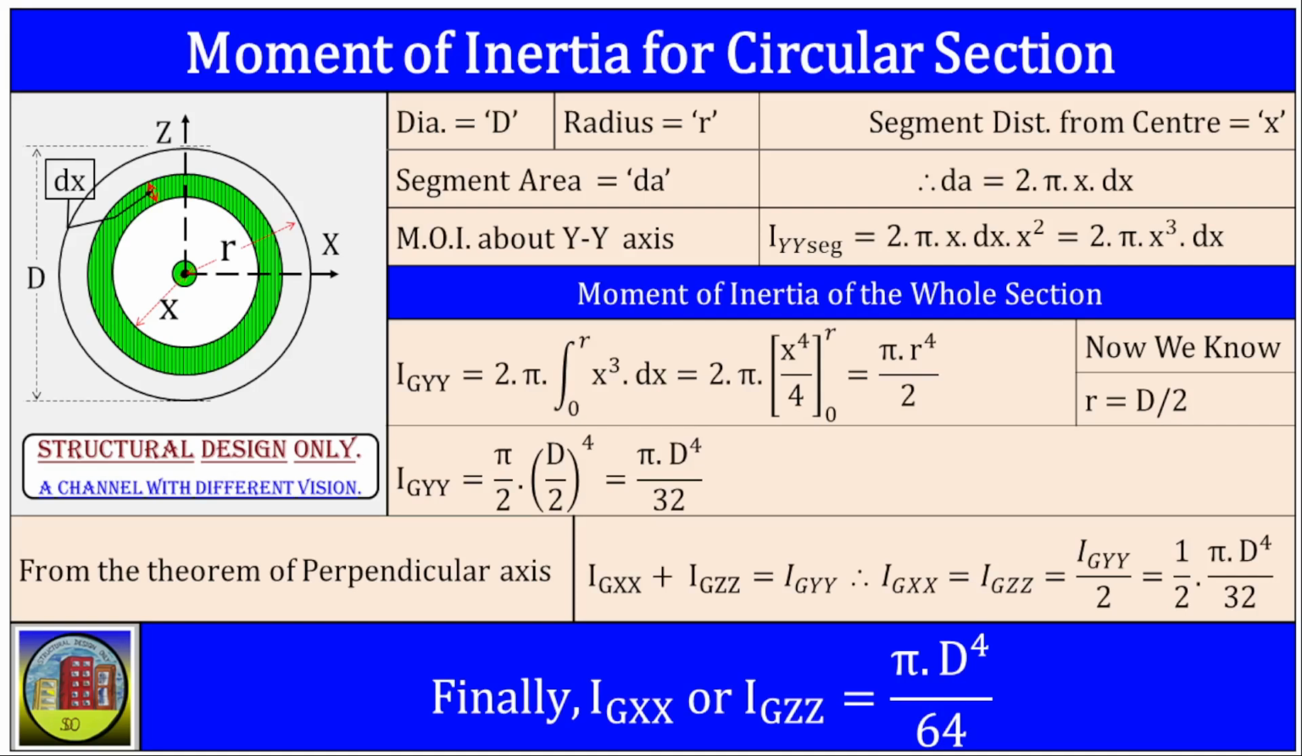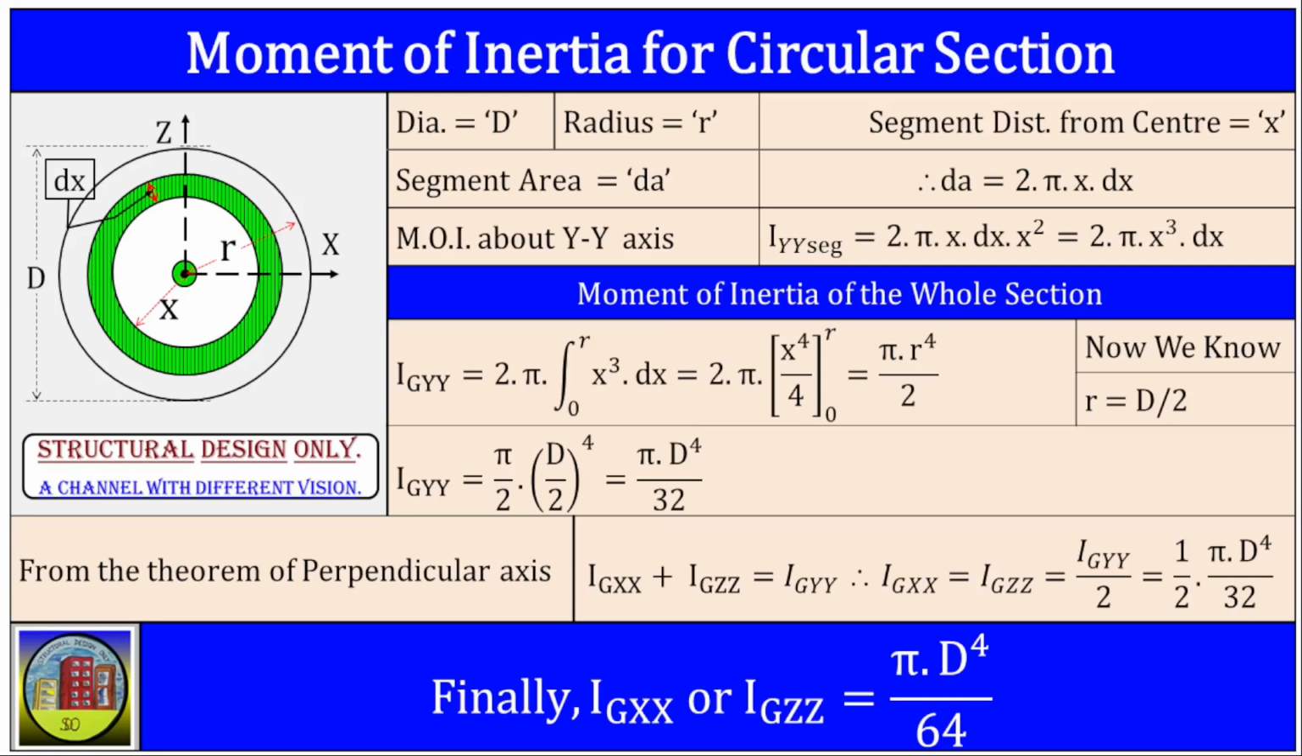To determine the moment of inertia for the entire circular section, we need to integrate this expression from the center of the circle, x equals 0, to its outer radius, x equals r. Performing this integration yields the result. Finally, the moment of inertia about the y-axis, denoted as Iyy, is equal to pi by 2 multiplied by d by 2, to the power 4, which simplifies to pi into d to the power 4 divided by 32.